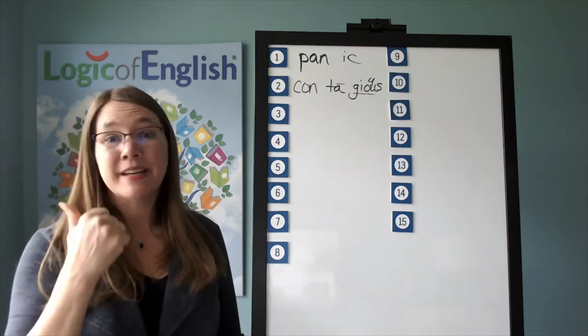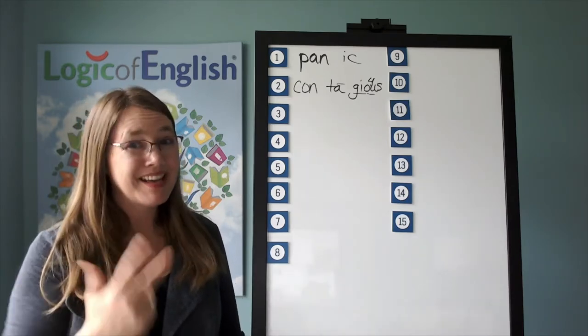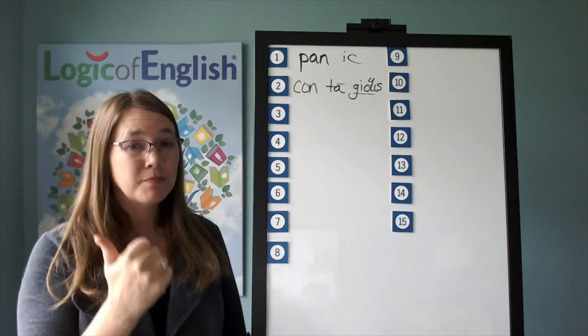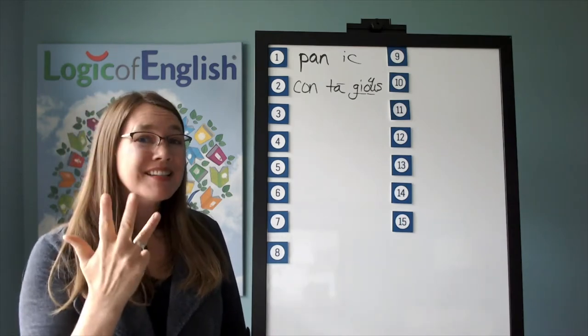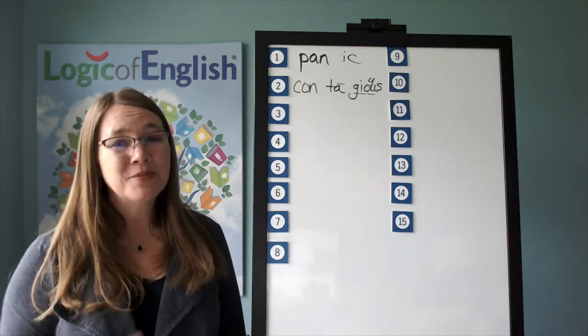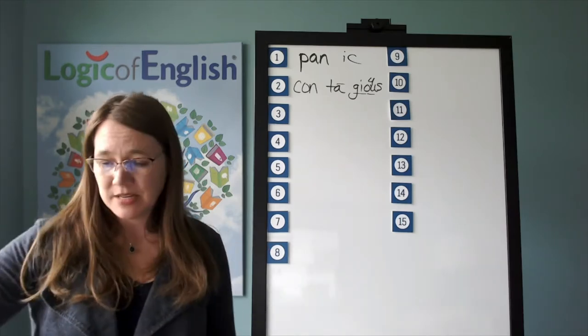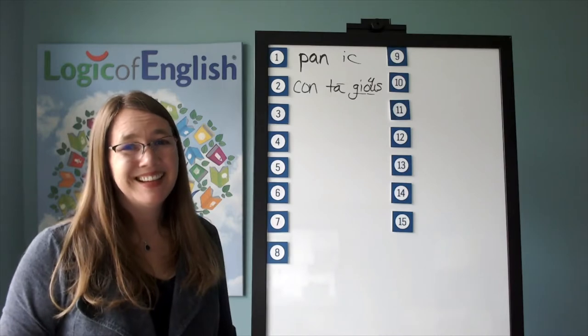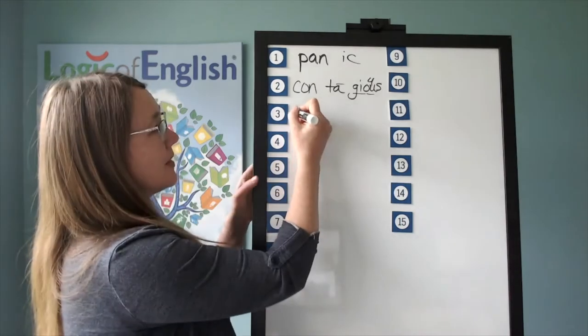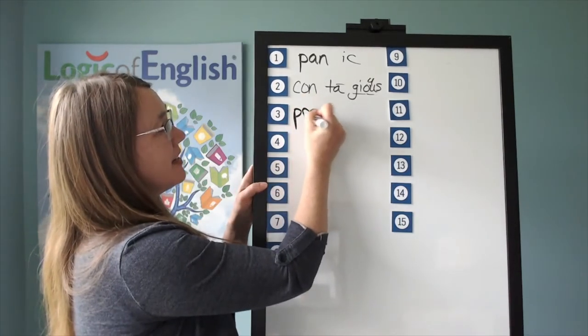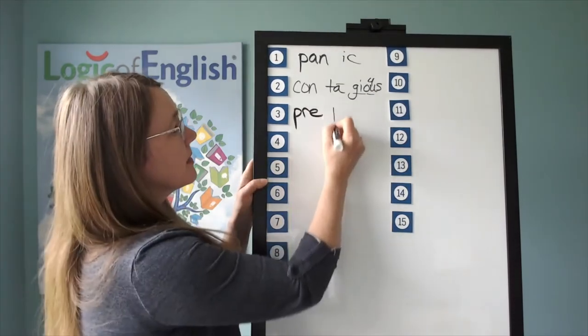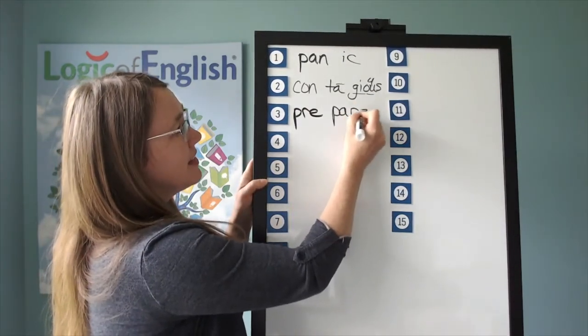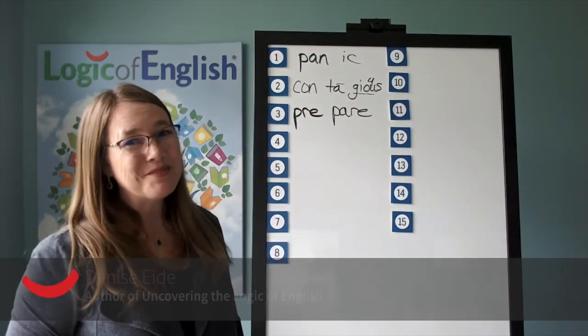The first syllable is pre, p-r-e. The second syllable is pair, p-a-r. Silent final e. Go ahead and write prepare, sounding it out as you write it. And help me to write it. Pre, p-r-e, pair, p-a-r, silent final e. How will we mark it?